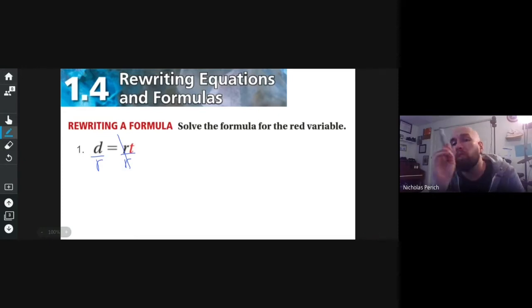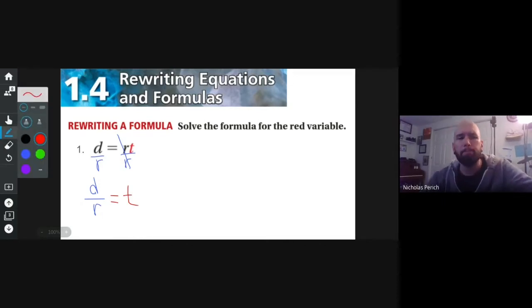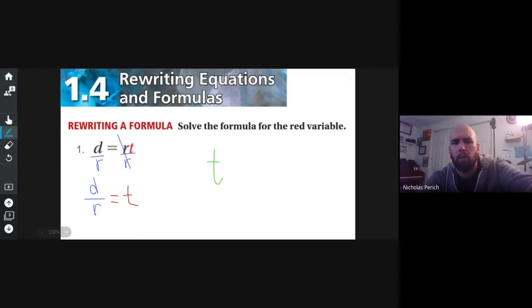Now look at the left side. Do D and R combine? No, because one's distance and one's rate, and you can't combine those. So on the left side, I have D over R, and on the right side, T is now by itself. So I'm going to put equals T. Is T all by itself now? It sure is. So all I'm going to do now is just simply rewrite it like that.